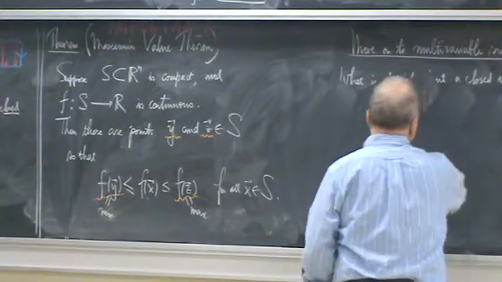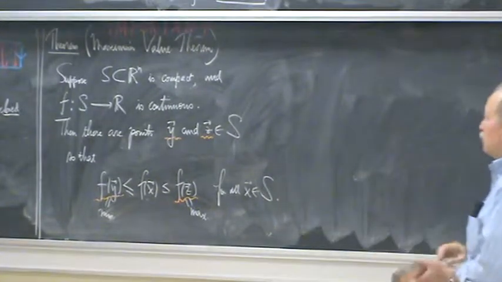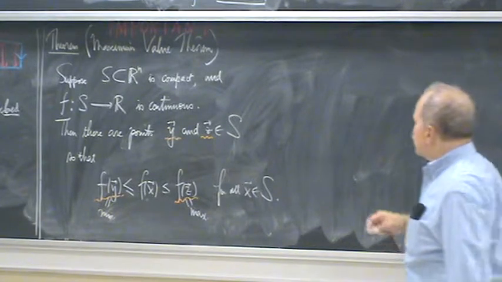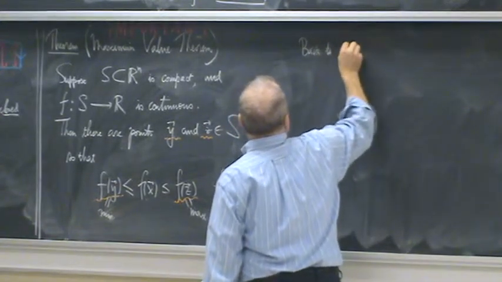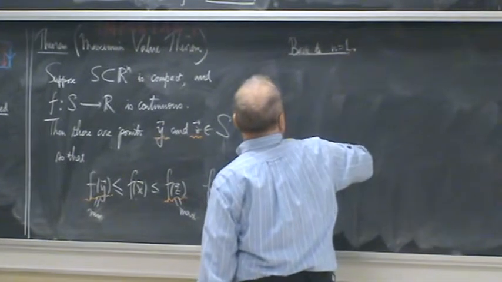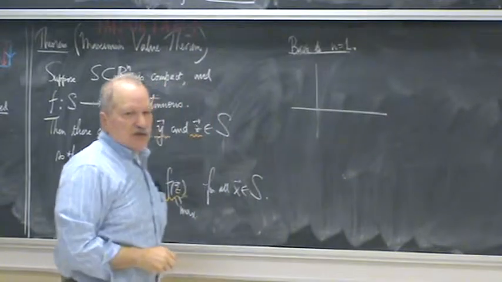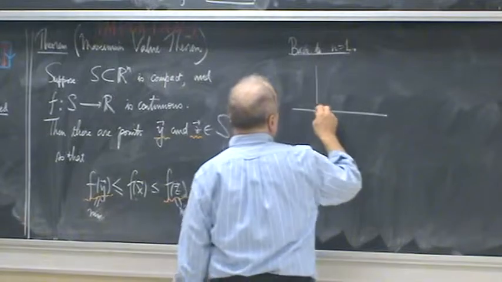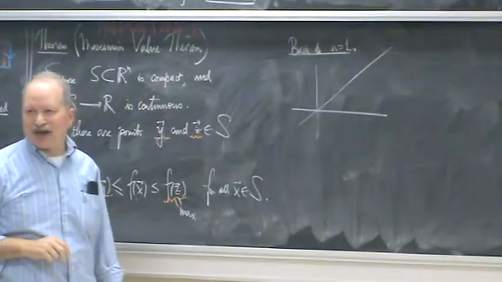Why do you think you need compactness to have such a theorem? Because if it wasn't bounded, it would just go up. So if you think back to single variable calculus, if you were not on a closed interval, if it were, for example, not bounded, you'd never have a maximum value. You could have a function f of x equals x that would never have a maximum.